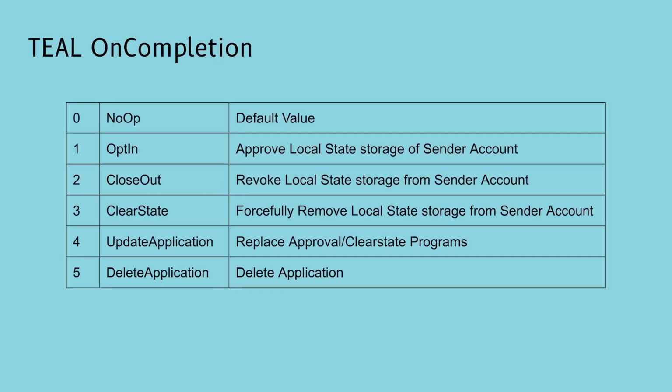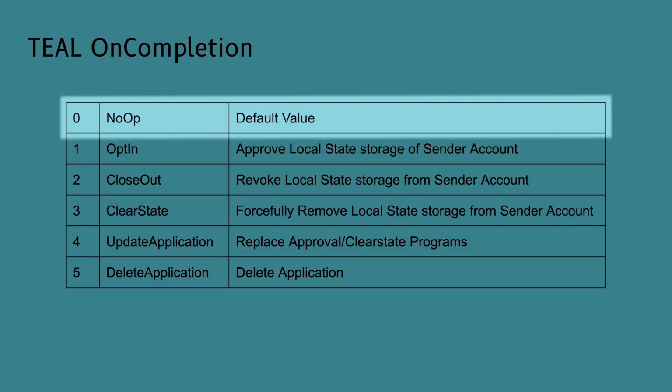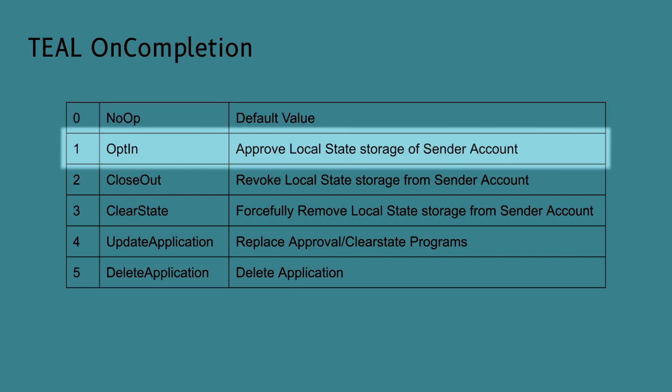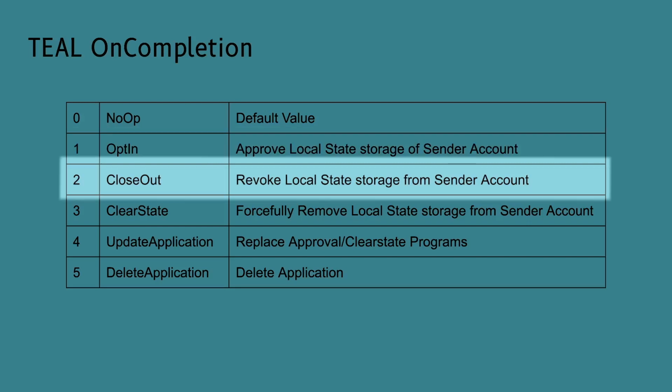Here you can see a list of all the onCompletion values you can use when writing TEAL. No op, as I've explained, is the default value if you don't supply one and will likely be the most common value. Opt-in is required when a user wishes to grant local state storage on their account. You may also store local state data during the opt-in call. Closeout is the opposite of opt-in and sometimes called opt-out. This is a polite way a user can request their local state data is removed.